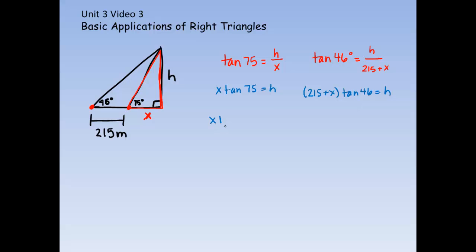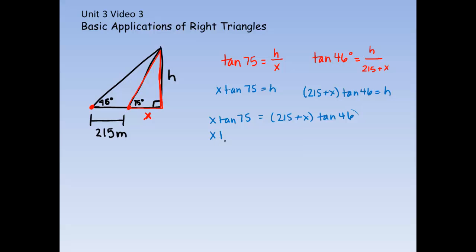That gives me x times the tangent of 75 degrees will equal 215 plus x times the tangent of 46. Now they're equal to each other. Since I want to find out what x is, that's going to help me find h. I'm going to distribute on the right-hand side here. Tangent of 46 is entirely one thing. I can't have a tangent without an angle, and I'm not going to have an angle without a trig function. So they're stuck together. Don't treat them like they're two different things.